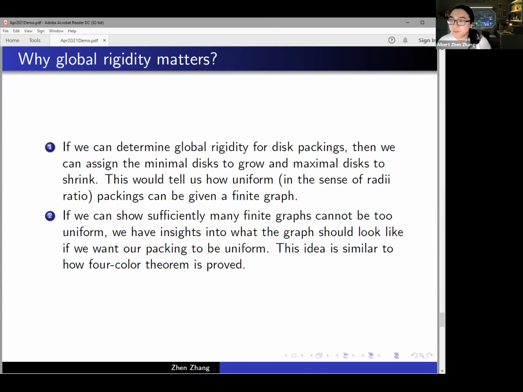For example, if we want an infinite triangulated packing of the plane, and if many finite packings cannot be too uniform, then those graphs cannot be the subgraphs of the infinite packing we want.